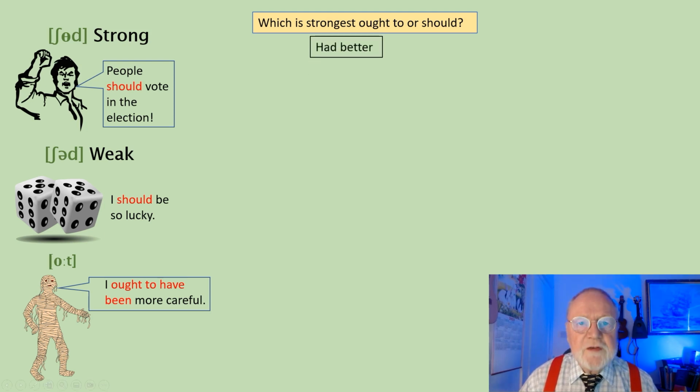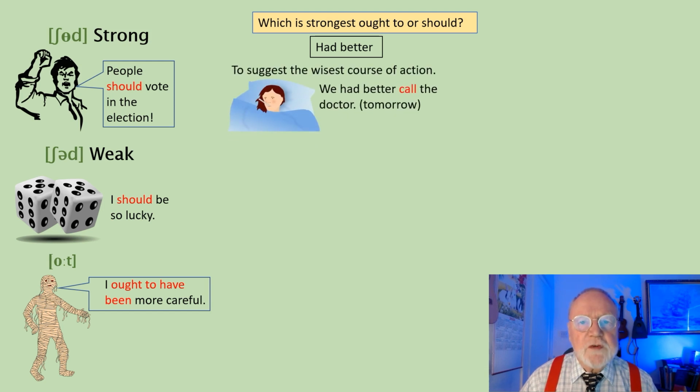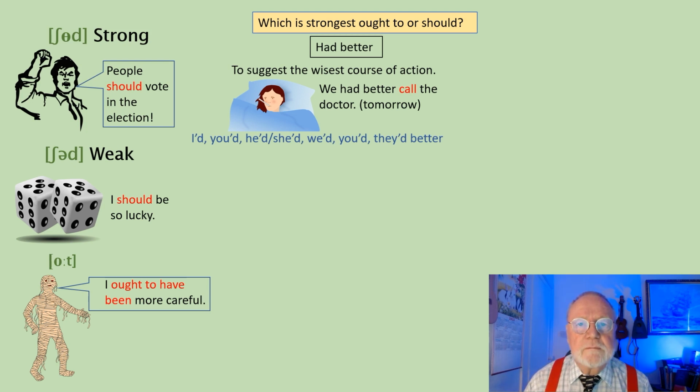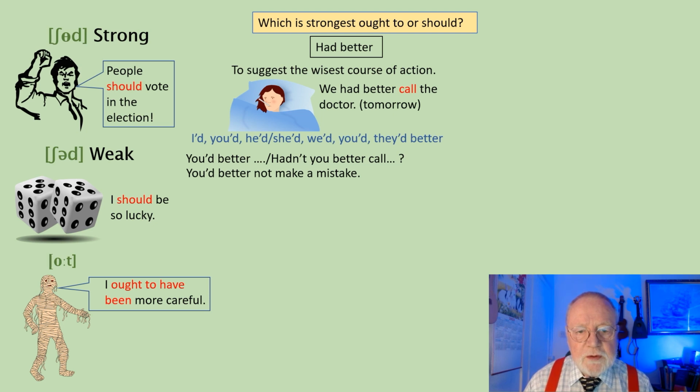We can use another phrase to replace ought or should, and it's had better. And we use it when we want to suggest the wisest course of action. And it can be for the present or for the future. We had better call the doctor today. We had better call the doctor tomorrow. But in spoken English, we contract it. I'd, you'd, he'd, she'd, we'd, you'd, they'd better. You'd better call the doctor.